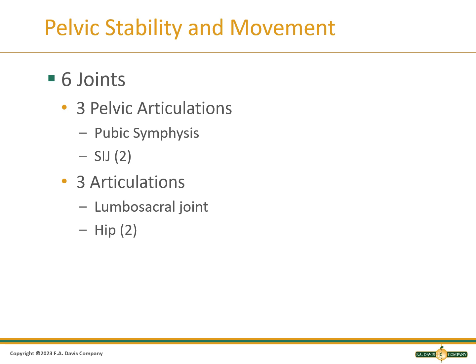The pelvis is made up of 6 total joints. We've got 3 pelvic articulations, one with the pubic symphysis, and then our 2 sacroiliac joints, and then our 3 articulations with the rest of the body, one at the spine and one at each hip. So we have what would seem to be a lot of movement at the pelvis, but we also need a lot of stability there, especially for our pelvic articulations.